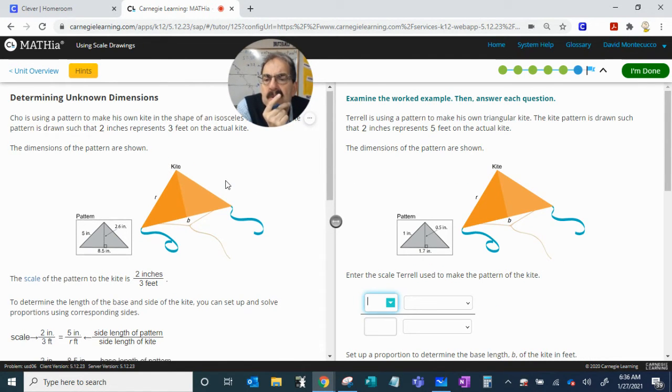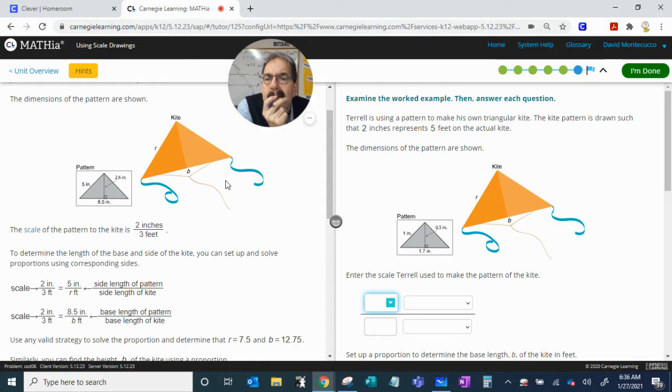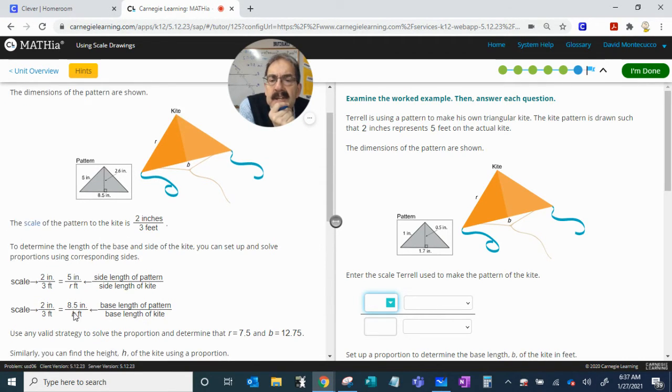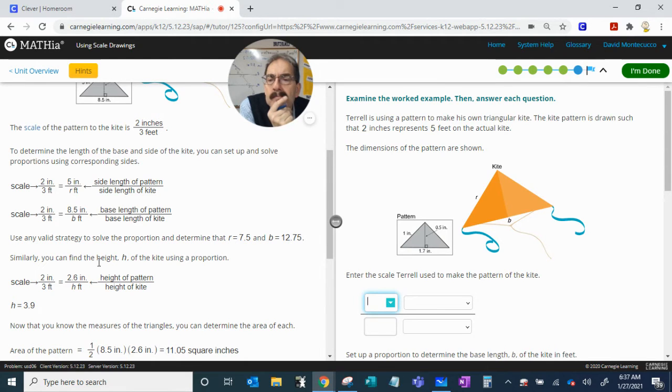Now determine a kite. The scale of the kite is 2 to 3. So every 2 inches is 3 feet. The scale 2 to 3. So 5 inches to R. 3 times 5 divided by 2. The scale of the base, 8.5, same idea. Do the math.